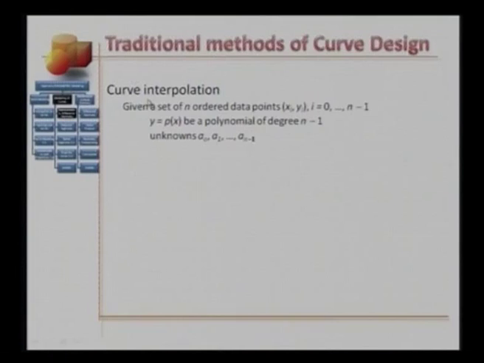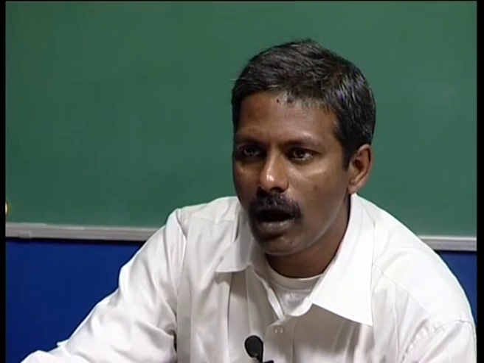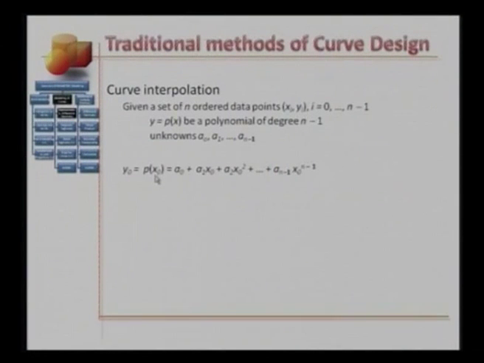The polynomial will be of the type a sub 0 plus a sub 1 x plus a sub 2 x squared, and so on and so forth. The unknowns will be the coefficients a0, a1 up till a sub n minus 1. As I said before, this is how the polynomial is going to look like: a sub 0 plus a1 x0 plus a2 x0 squared plus a sub n minus 1 x0 raised to n minus 1. This is the polynomial when x0 is used in place of x.